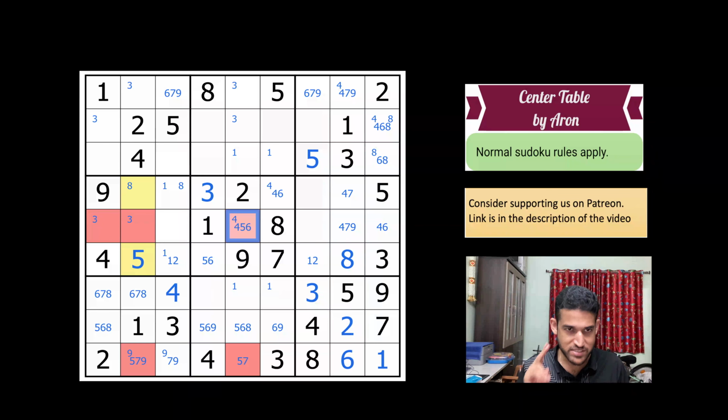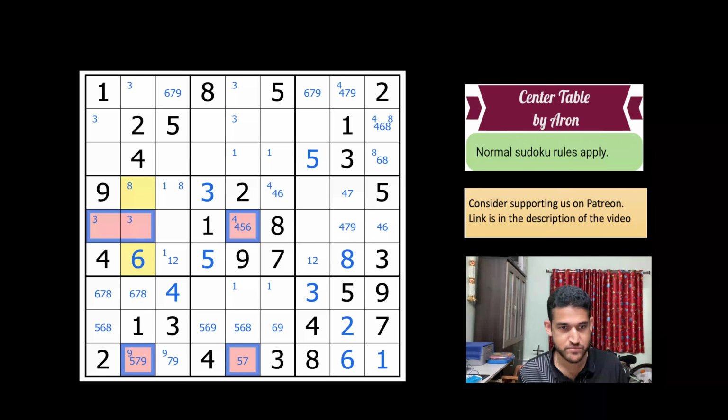Excellent, right? So the first thing we saw was a 2-string kite. Next we saw a finned X-swing. So I can eliminate the 5 from here. Of course, I can eliminate 5 from here as well, but 5 is already there, so it's useless. So this is a 6, this is a 5. Excellent. Right? So let us remove all these colors now and continue on to the third technique.